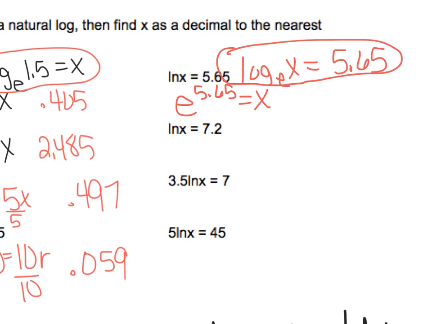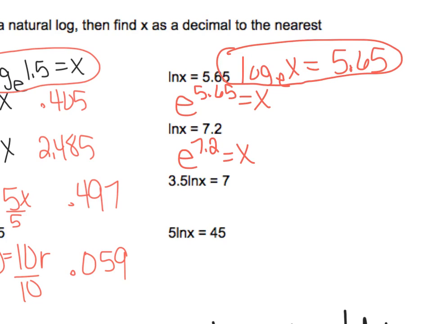Again, this step right here where we change it into a log base e, we don't need to show, we just need to know that if we have a natural log, our base is always going to be e. So on the second one, the natural log of x equals 7.2 would be e to the 7.2 equals x.